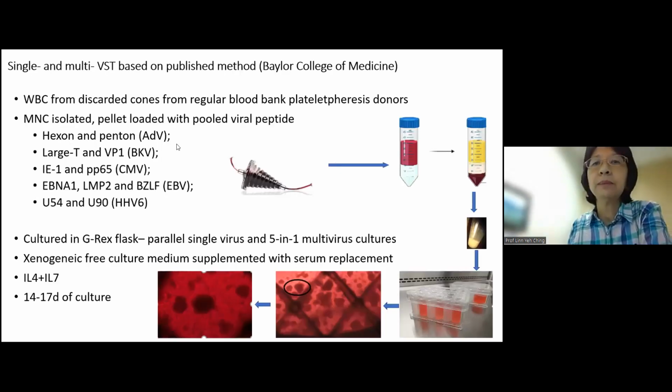So we then adopted the published method by the Baylor Center for Cell and Gene Therapy with some modification. White cells from discarded cones from platelet-pheresis donors were taken to isolate mononuclear cells and stimulated with pool peptides, and then expanded under a different set of cytokines, which is IL-4 and IL-7, for 2 to 3 weeks in G-Rex flask. So this picture shows the culture in G-Rex flask and the cell clusters under microscopy.